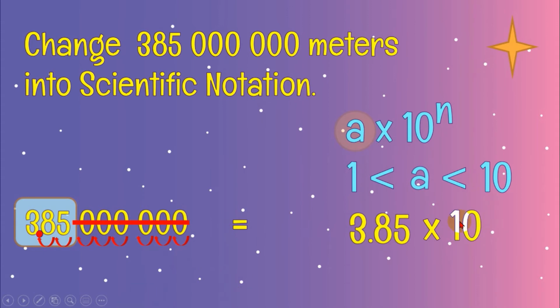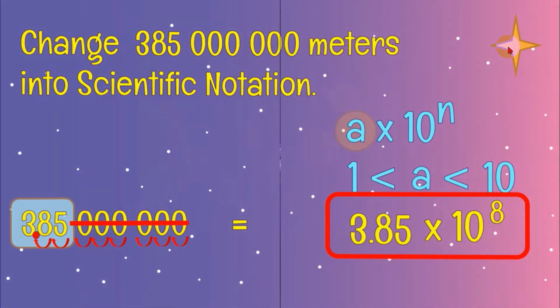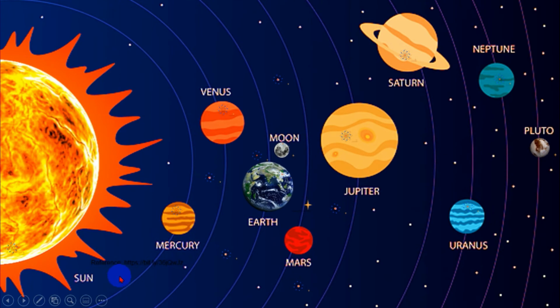Your exponent is based from how many times you move the decimal point. So, ilang beses tayong nag-move ng decimal point? This is 1, 2, 3, 4, 5, 6, 7, 8 times. So, your final answer will be 3.85 times 10 raised to 8. Okay? So let us now go back again to the solar system that we have here and move on to example number 3.